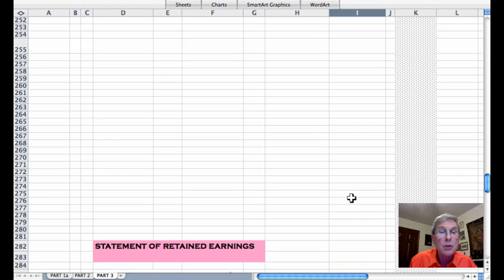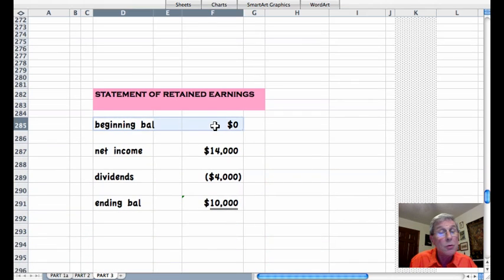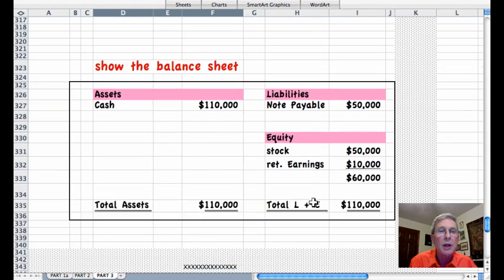Next, we can make a statement of retained earnings. We started at the beginning when we set up the company with zero retained earnings. We earned $14,000, we paid $4,000 back, and we retained $10,000. Now let's put it all together for the grand finale. That's the balance sheet. And the balance sheet would look like this.